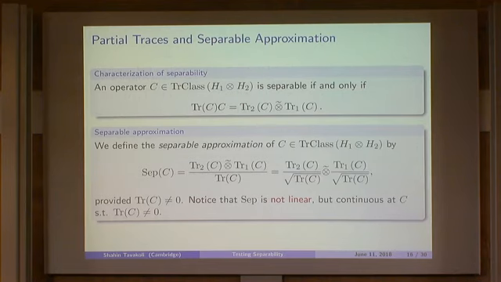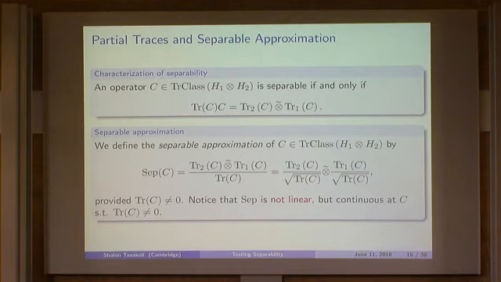Great, okay. So now I have a nice characterization of separability. An operator C is separable if and only if I can write it in the following way: C, up to a constant, is equal to the product of its partial traces.